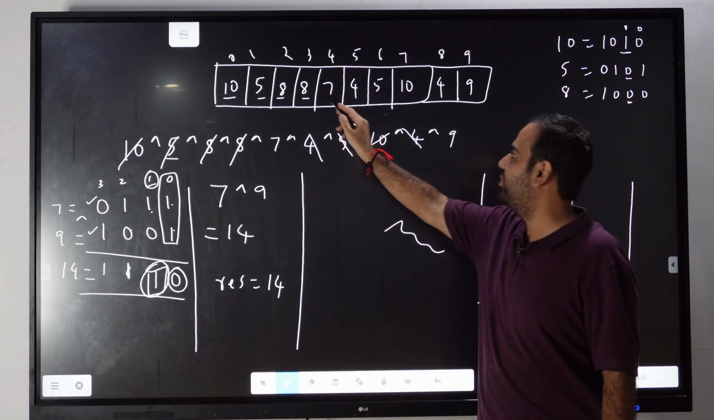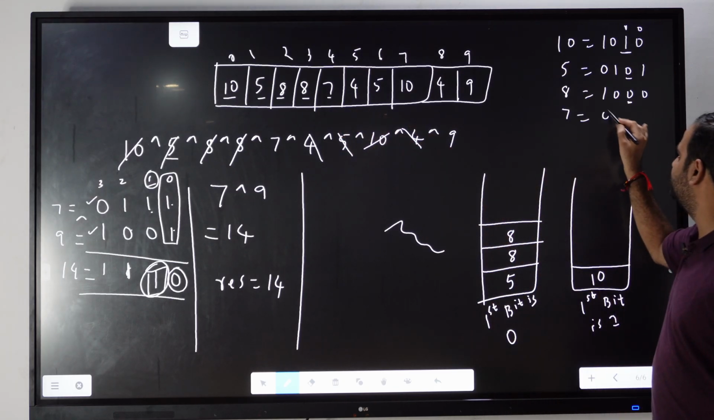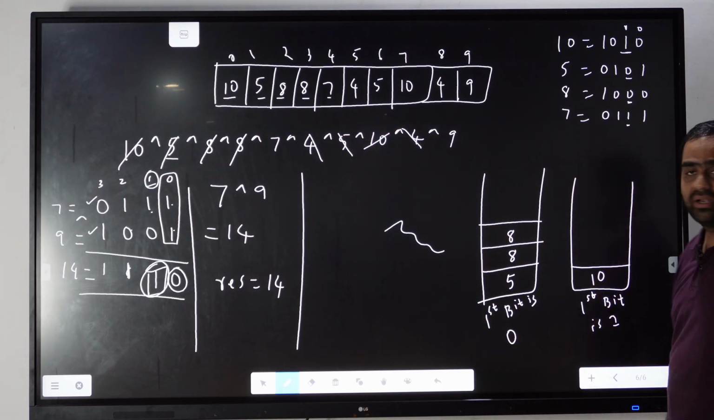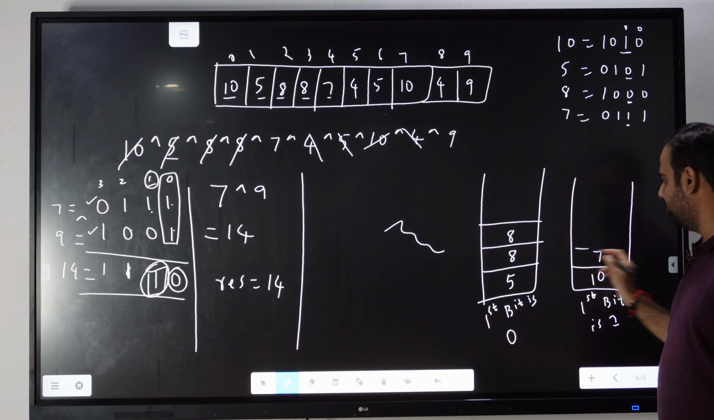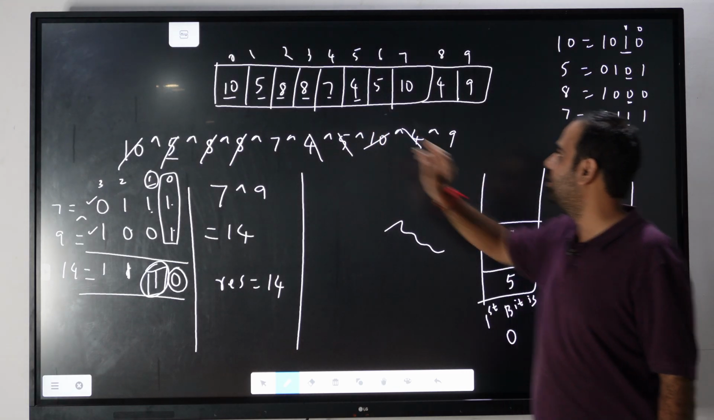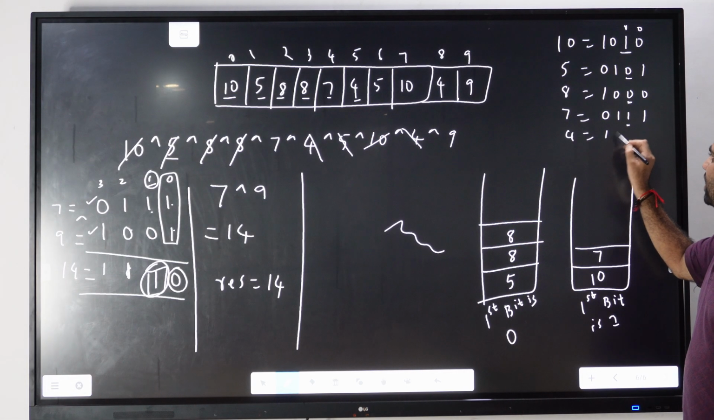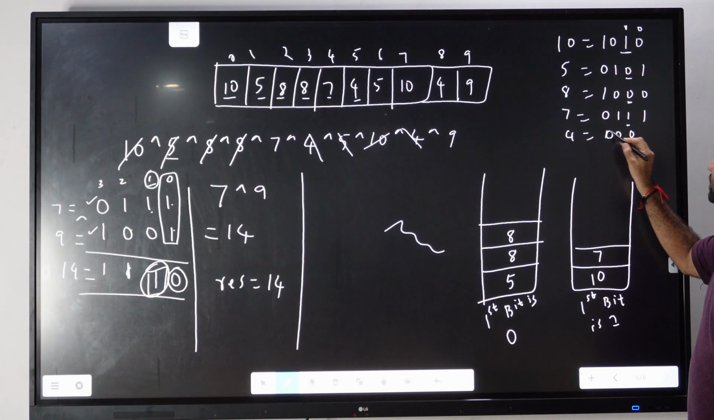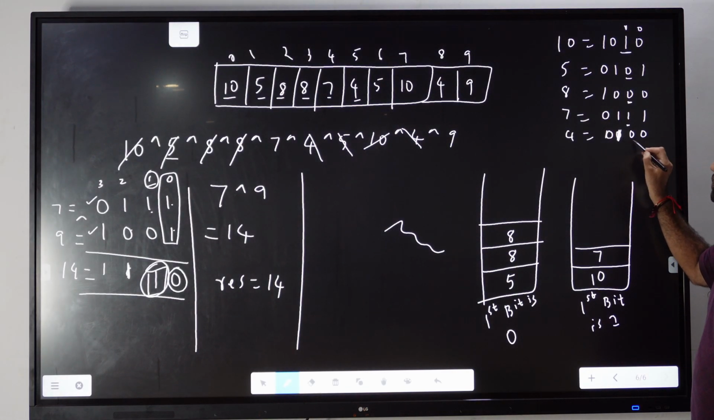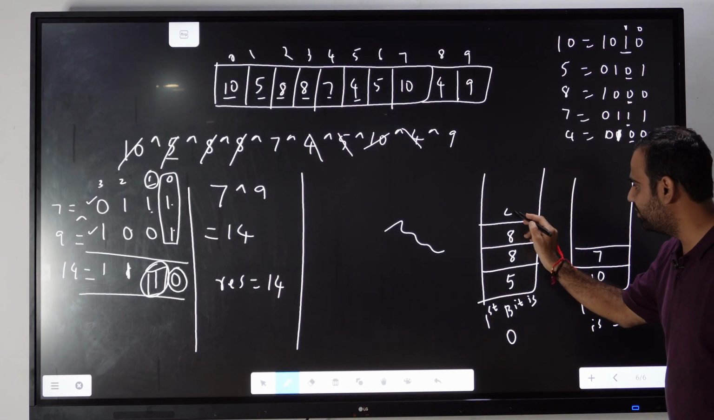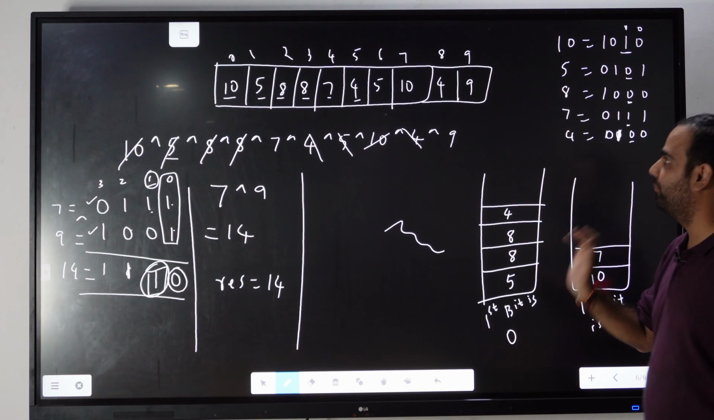Now, the next number is 7. What is 7 in binary? It is 0111 and the first bit is 1. Therefore, 7 comes over here. What is the next number? 4. 4 is 0100. It is 0 over here. Therefore, 4 goes in this bucket.